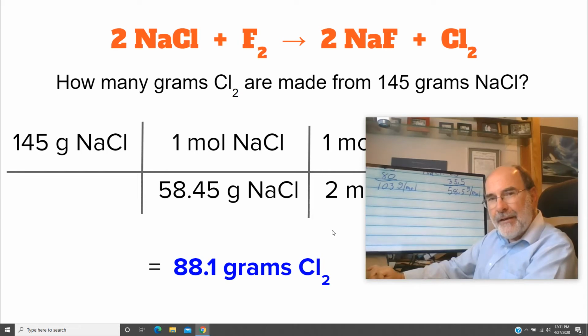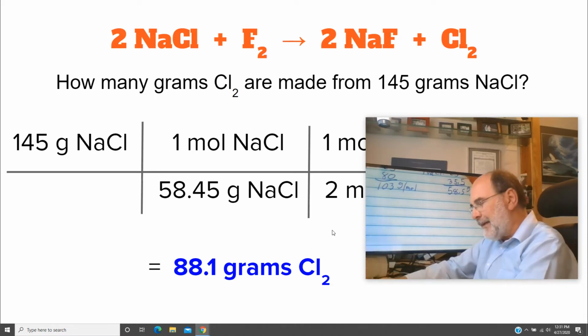Now, as you look at this, I would classify this as a single displacement reaction. I have two reactants, two products. The sodium changes partners from being hooked up with chlorine to instead being hooked up with fluorine. The fluorine at first doesn't have anyone. It exchanges its position with chlorine, so the chlorine ends up by itself. As an exercise in limiting a reactant, my new question for you is, what if I were to start with exactly 145 grams of both sodium chloride and 145 grams of fluorine gas?